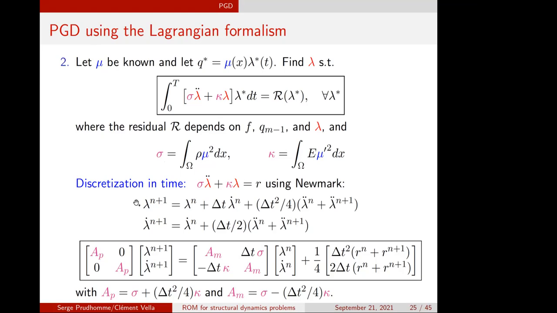With this equation, we can do the discretization in time using Newmark as before, and we obtain for lambda a system that is very similar to the one I showed before in the case of the classical finite element formulation.